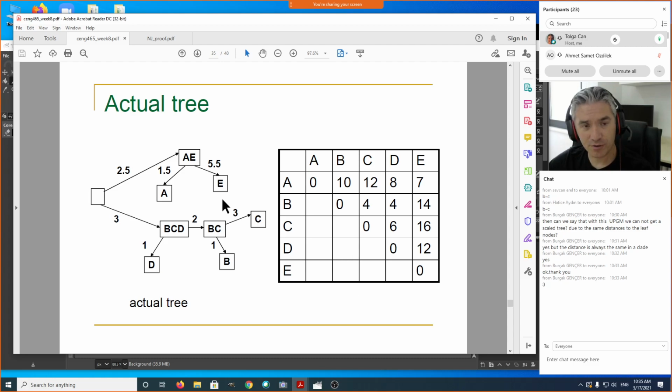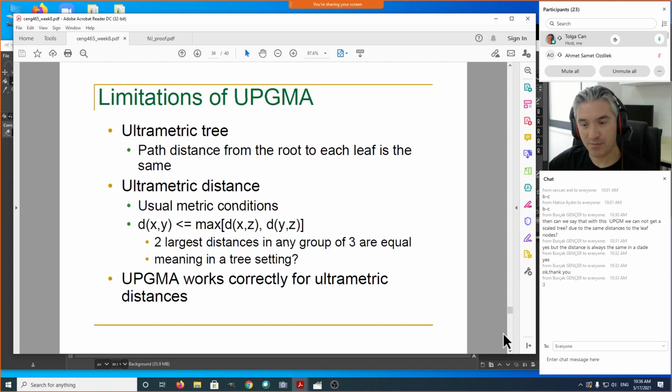As you can see, when you look at the actual tree, some of the decisions we make in UPGMA were not correct. For example, dividing the edge weights into 2 equal parts as 3.5 and 3.5 wasn't correct, right? Because that 7 has to be divided 1.5 to A and 5.5 to E. So that 7 shouldn't be divided equally as 3.5 and 3.5. That was one mistake.